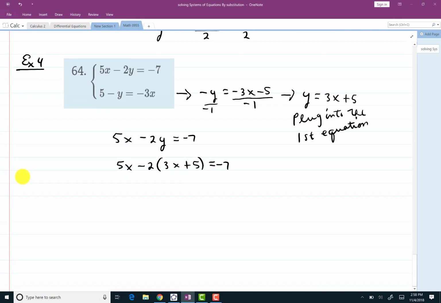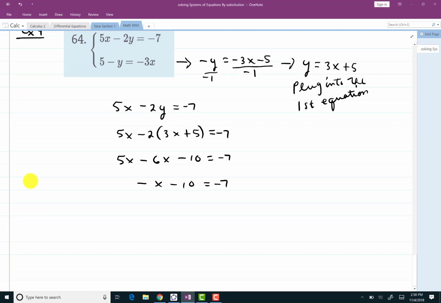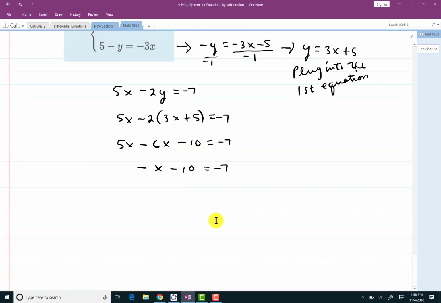And I'll solve for x like normal. So I have 5x. Don't forget to distribute the negative 2 to both pieces. So negative 6x minus 10 equals negative 7. And then that will give me negative x minus 10 equals negative 7. Let me add 10 to both sides to get negative x equals 3. And then divide by negative 1 to get x equals negative 3. That's half of my answer.